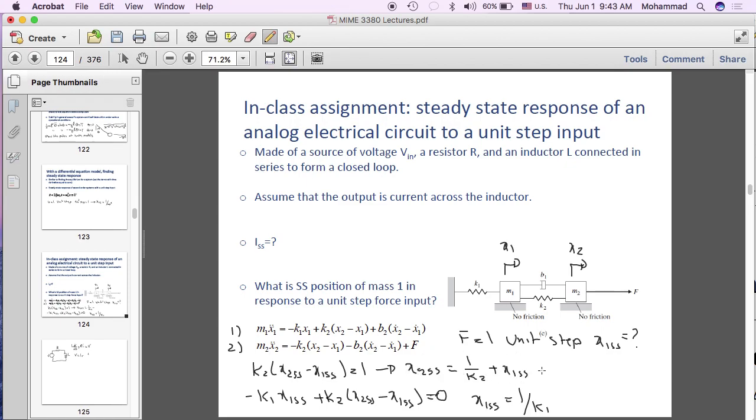Now if you substitute for x1 steady state, x2 steady state becomes 1 over K2 plus the value of x1 steady state, which is 1 over K1. Isn't that interesting? The steady state position of mass 1 only depends on the value of K1, but the steady state position of mass 2 depends on both K1 and K2. You ready for more fun?